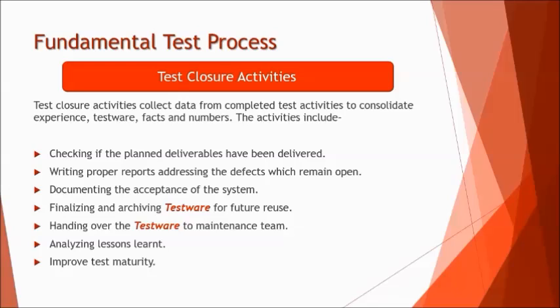So putting it all together, when you talk about test closure activities, these are the activities which are collected together, like the entire experience of the team, consolidating the information from the facts and the numbers, including writing the reports, documenting the acceptance, and all those things put together as test closure activities. In agile, we call it the retrospective. The similar thing happens there at the end of every iteration. In the traditional approaches like this, it happens once at the project end. So that's one of the things to be understood.